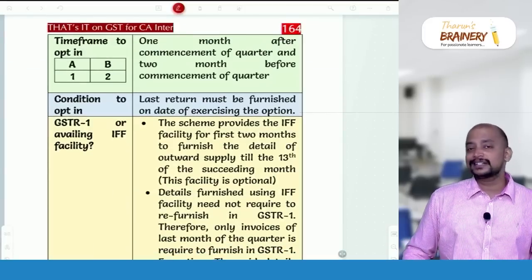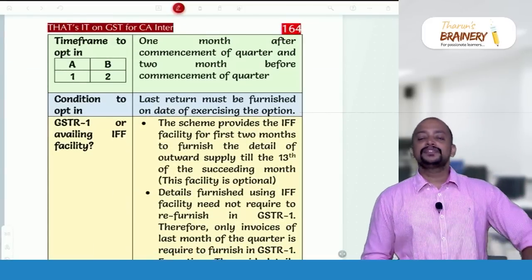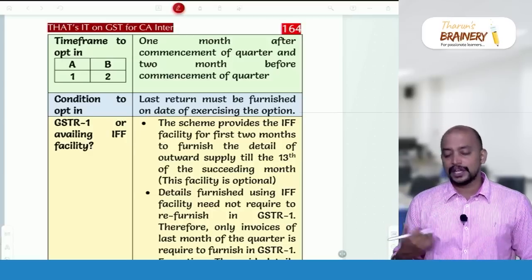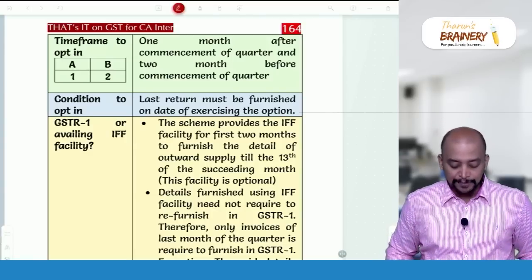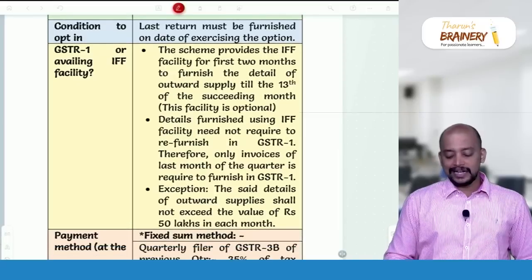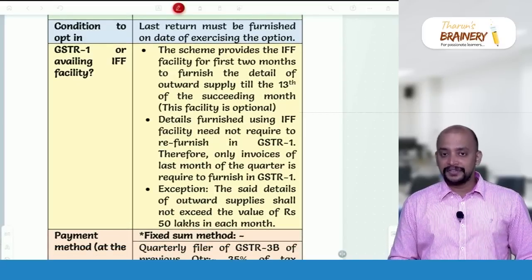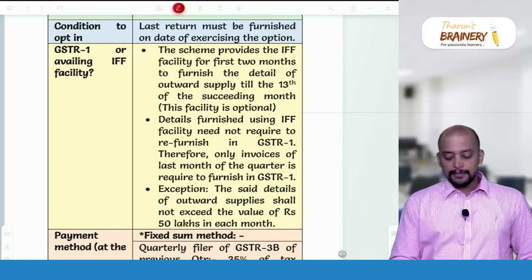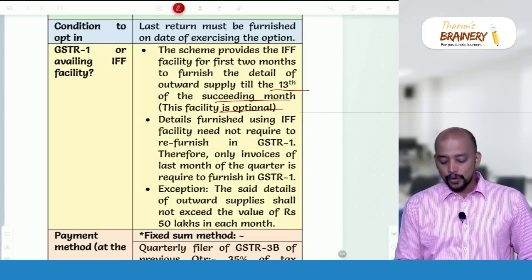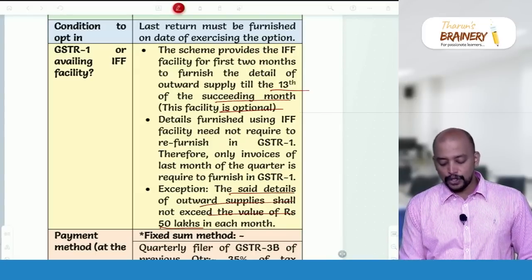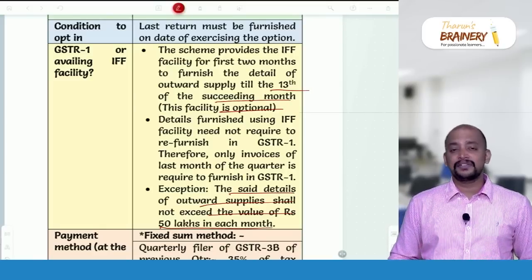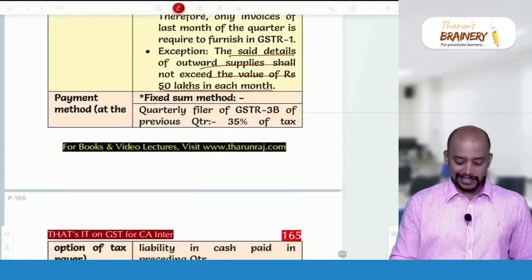Then what is the time frame to opt in to the scheme? Within 1 month after commencement of the quarter and 2 months before commencement of the quarter, they need to opt in for QRMP, and the condition for opt-in is that the last return should have been filed. And for IFF, they will be giving the details of B2B supplies by 13th of the month following every month, and it is optional, but they can enter only invoices that have a value up to 50 lakhs in each month. So again they don't have to furnish in GSTR 1, otherwise all 3 months they have to furnish in GSTR 1.